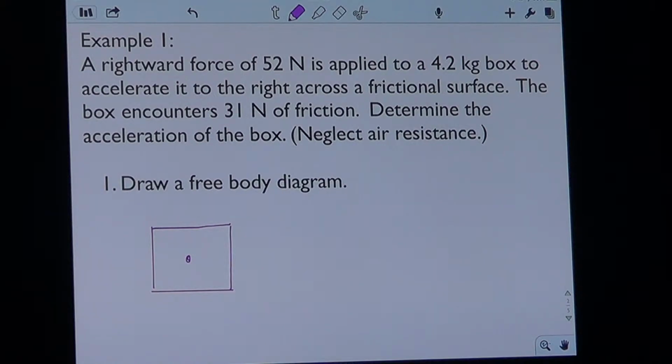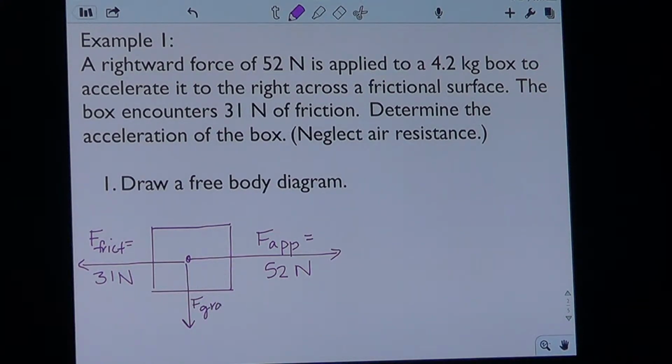Applied force, what direction is that going? To the right. Good. And do we know how many newtons that is? Okay. What else? Friction. Which direction would that be going? Left. It's 31 newtons. Okay. And what other forces are present? Gravity and normal. And we don't need to know those numbers because since it's sitting on the surface, we can assume that the gravity and the normal forces are balanced, so it doesn't really matter what their values are.